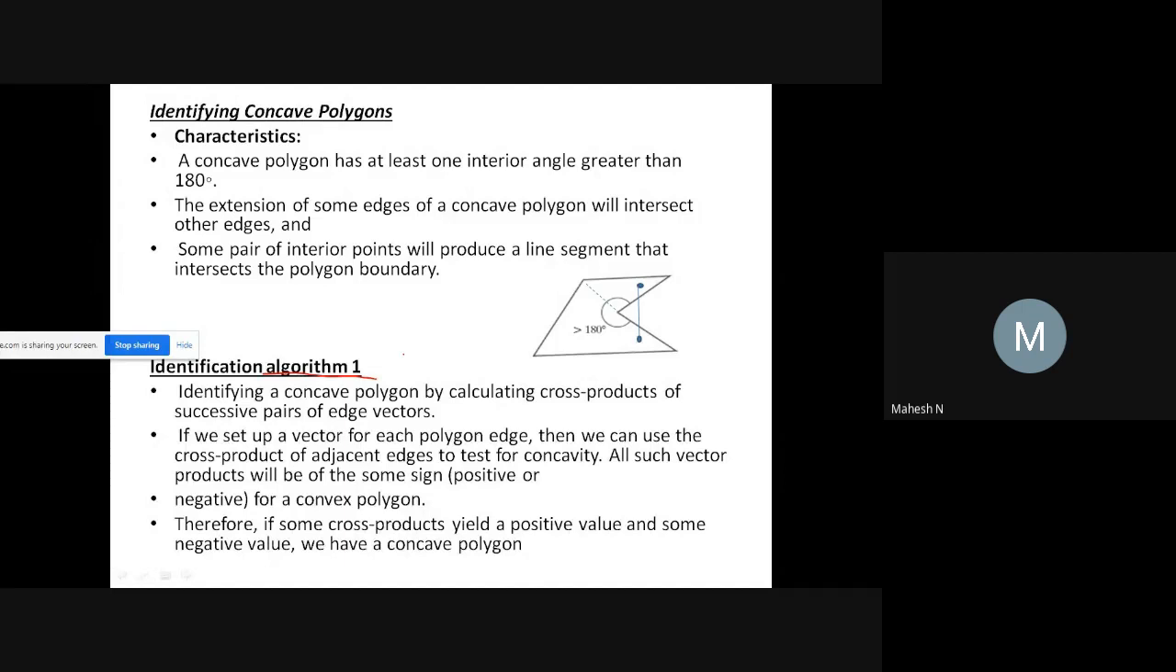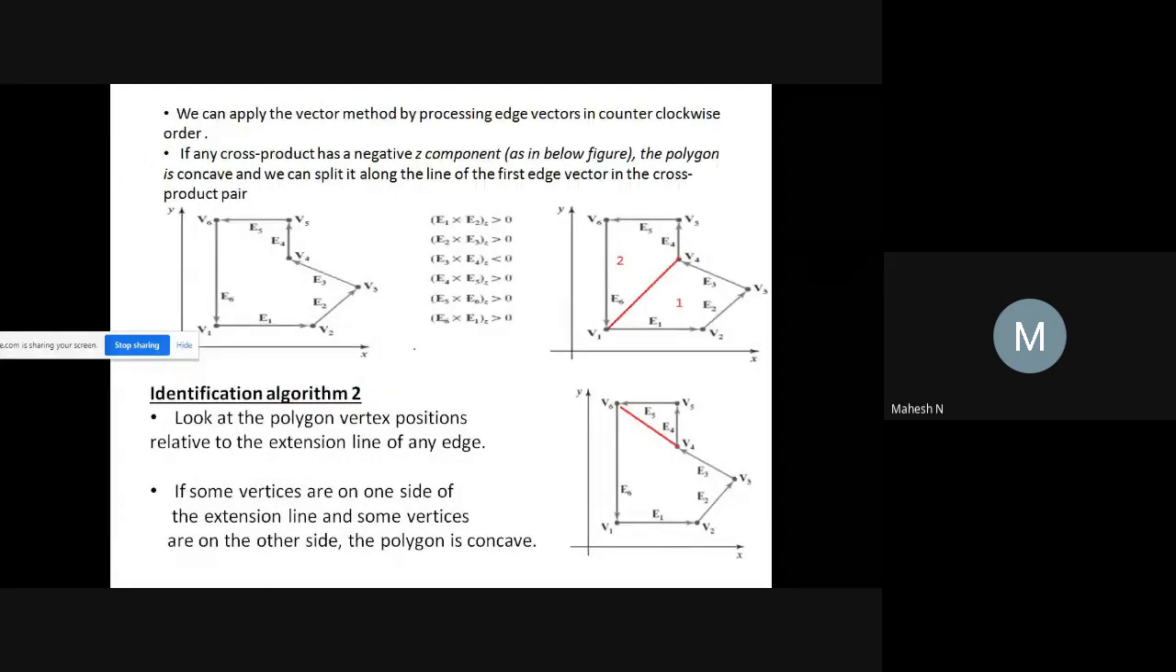I will go with this afterwards. First, I will check it out with the second algorithm, which is simple. The second algorithm says to look at the polygon vertex positions relative to the extension of the line of any edge. If some vertices are on one side of the extension and some vertices are on the other side, then the polygon is concave. I will use this property.